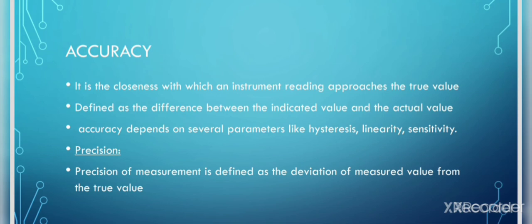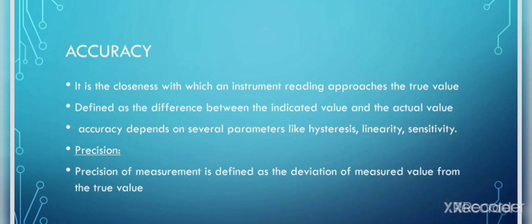So let us have a look at some basic definitions in measuring instruments. The first one is accuracy. Accuracy is the closeness with which an instrument reading approaches the true value of the quantity being measured. It can also be defined as the difference between the indicated value and the actual value. A measurement with 100% accuracy is not possible in any instrument, so a measurement without error is impossible.